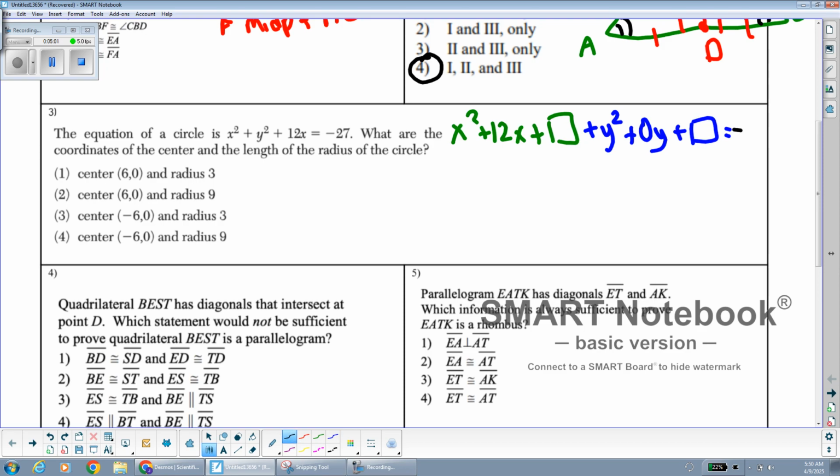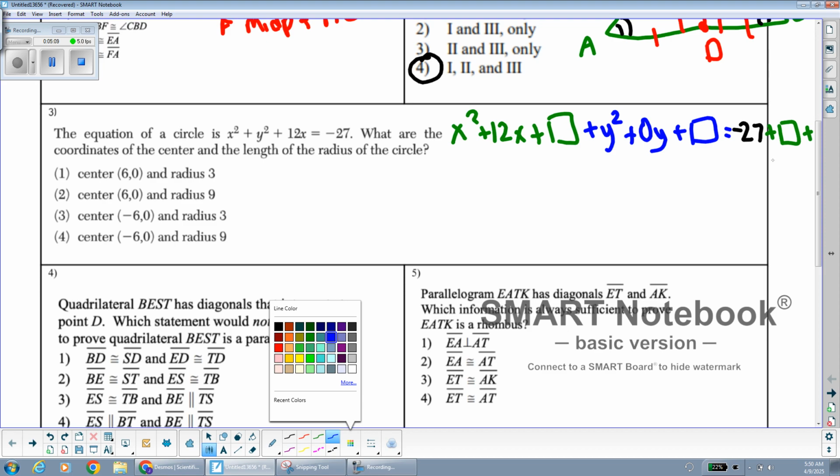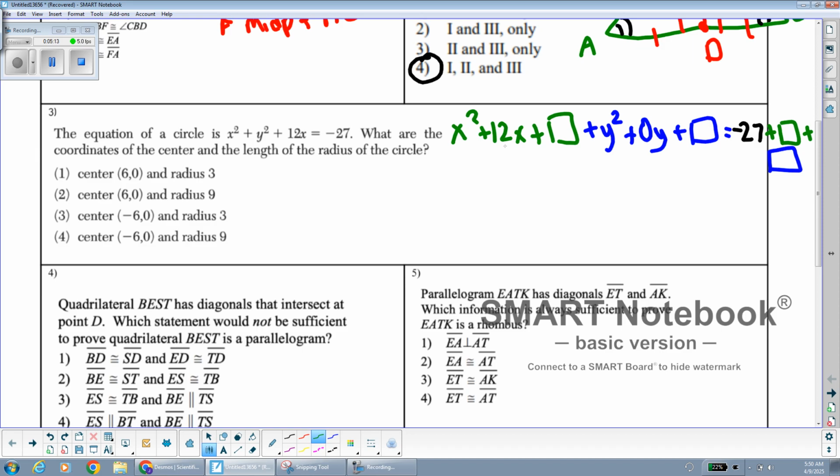And then on the other side, we have negative 27. And remember, whatever we add to the left, we also need to add to the right. Remember, the easy way that you can find the number that will make this the perfect square trinomial is by doing b over 2 squared. So we can do 12 over 2 squared, and that is 6 squared, which is 36.